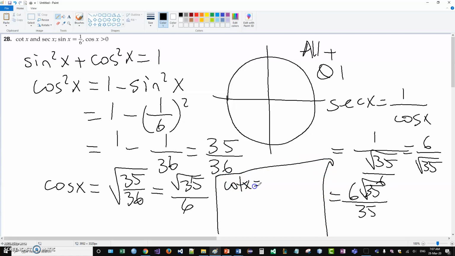Cotangent x, using the quotient identity, equals cosine x over sine x. Cosine x, we just found that, square root of 35 over 6, over sine x, which was given, 1 over 6, equals square root of 35. And that's it. Please pause the video and try to do this yourself again.